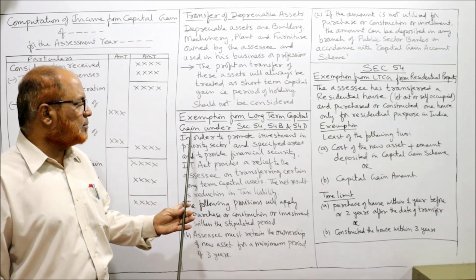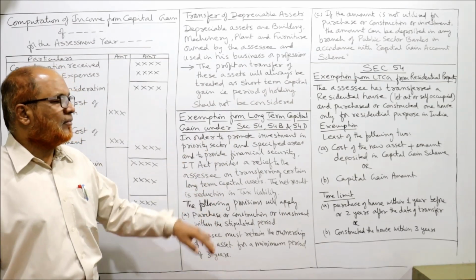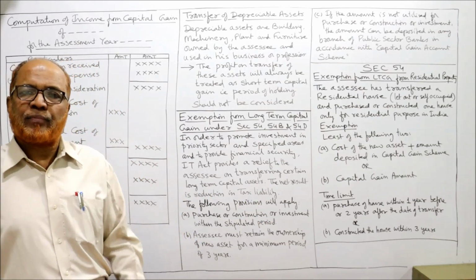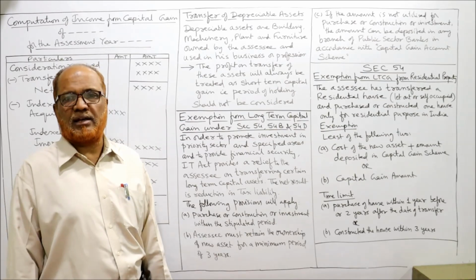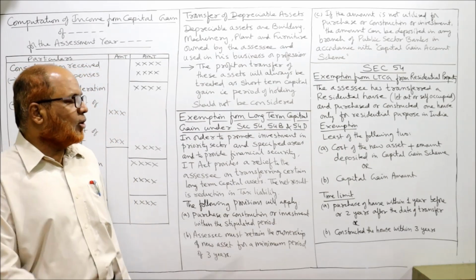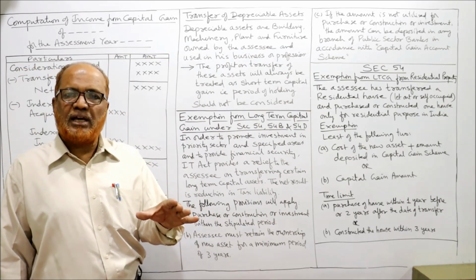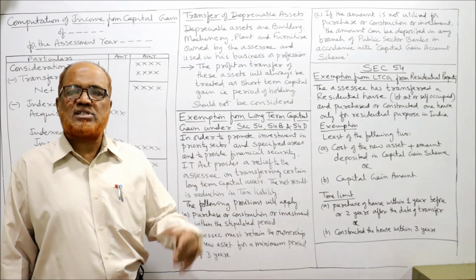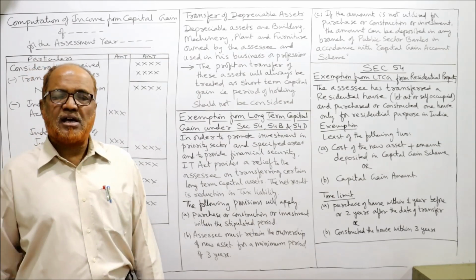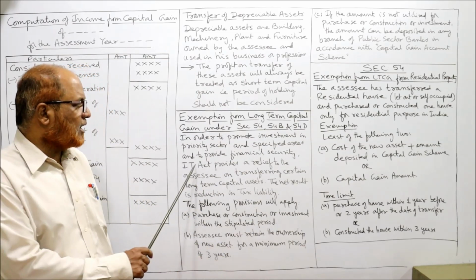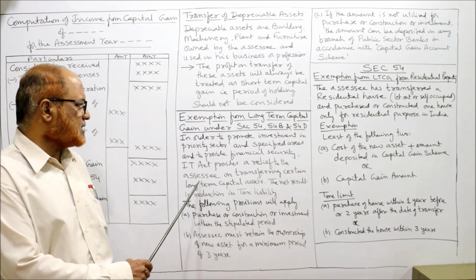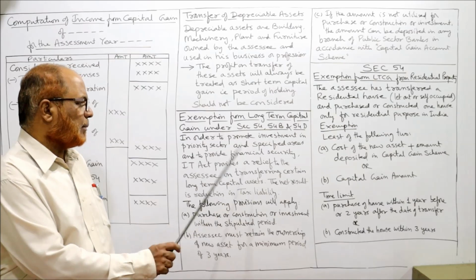Now, exemption from long-term capital gain under section 54, 54B, 54D, etc. Many more exemptions are given under section 54. So why are these section 54 exemptions given? Here I will give some explanation, then I'll discuss the exemptions. In order to promote investment, the government's priority is that people should make investments in priority sectors or in specified areas, and to provide financial security, the Income Tax Act provides relief to the SSC on transferring certain long-term capital assets.